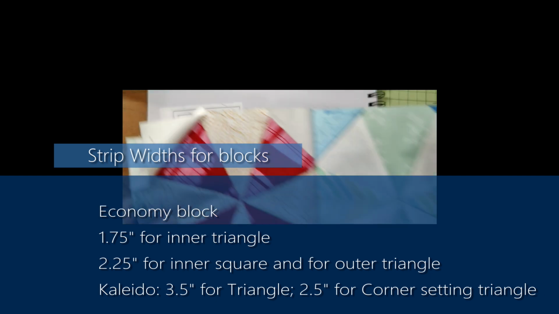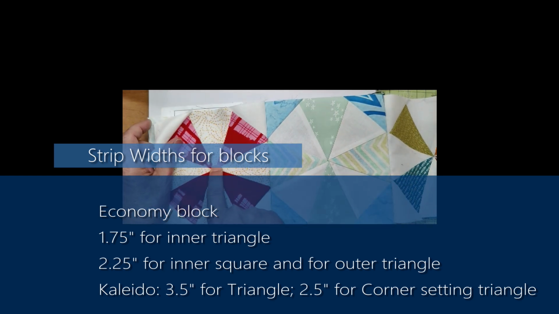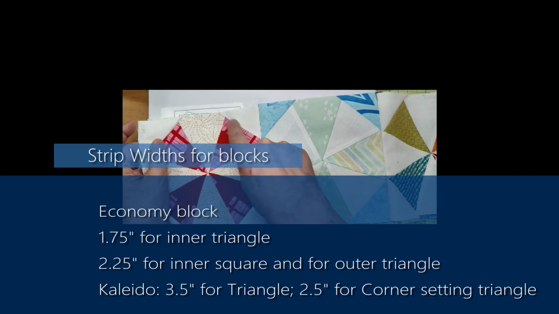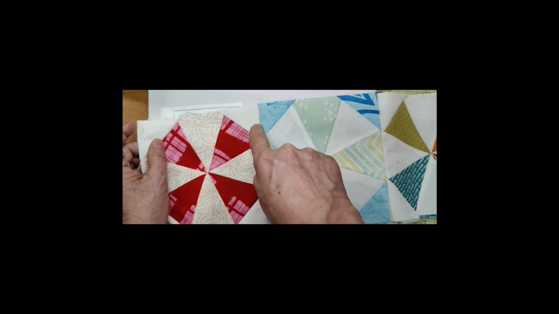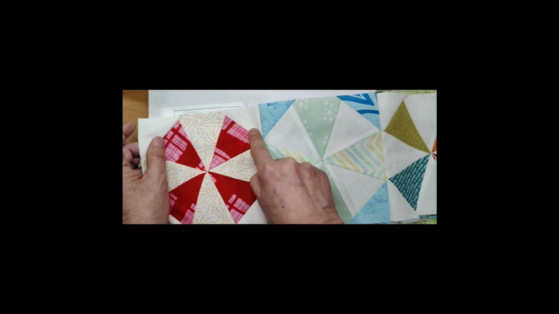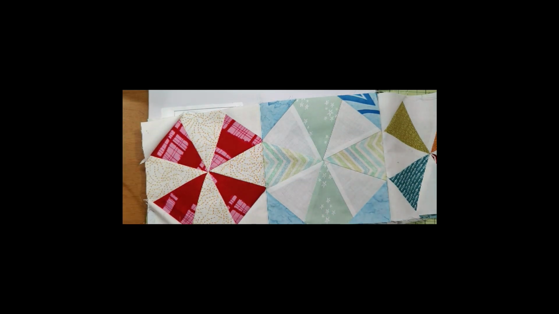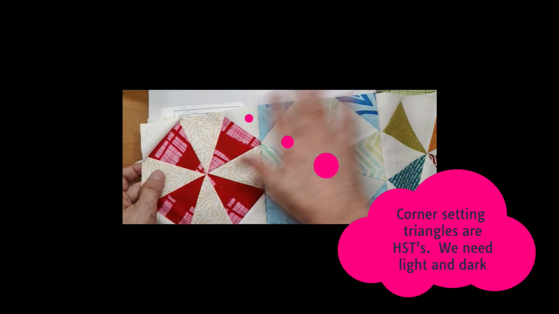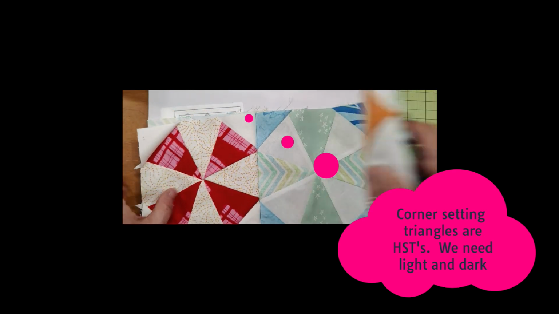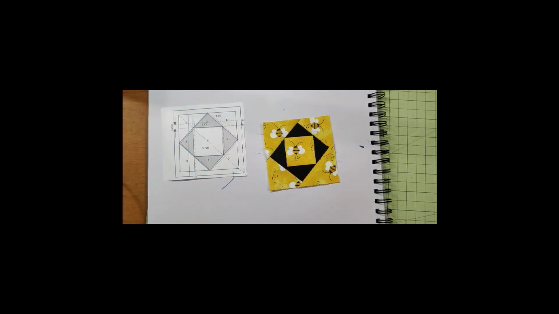For my kaleidoscope block, I know that I need a 3 1/2 inch strip to make my triangle, and I need a 2 1/2 inch, with seam allowance, corner setting triangle. And I need them in different colors. I need them in lights. I need them in darks, because it's how all of these interplay together that gives you the beautiful undulation. So that's it. That's all the decisions that I have to make, which makes things a lot easier.